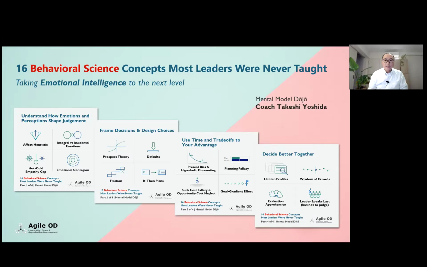We continue with the same overarching question. Why do intelligent and experienced people still make poor decisions, even when they have good intentions and plenty at stake? This time, we will look more closely at how decisions are shaped by the way choices are framed and designed.